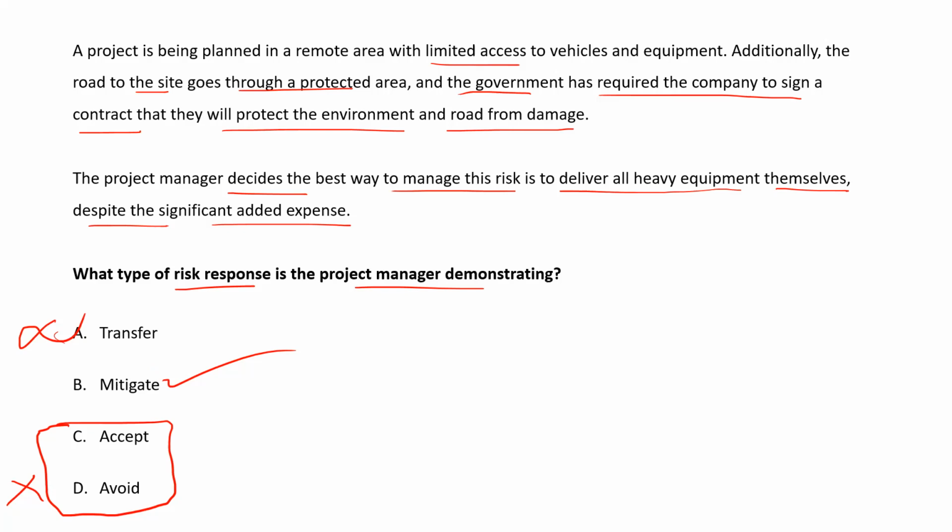So where are the charges? Where is the money involved? So despite the significant added expense, your money is involved, right? But look, what is the situation? Money is not the problem. Problem is what? Action goes through a protected area. Road from damage. Okay.